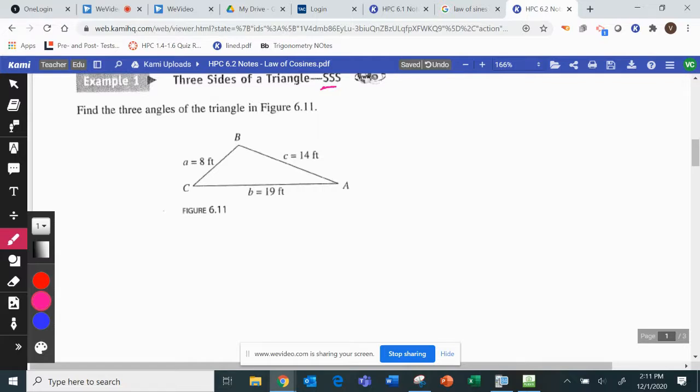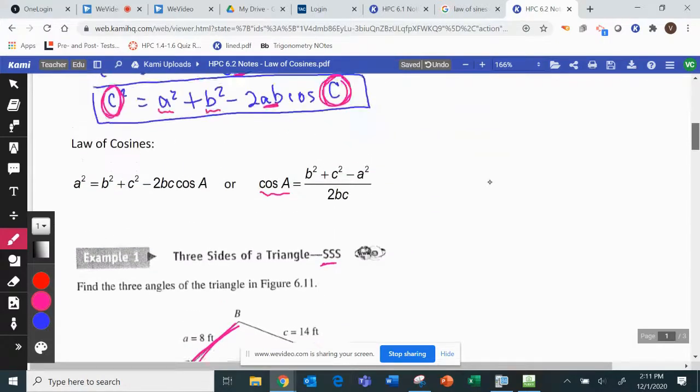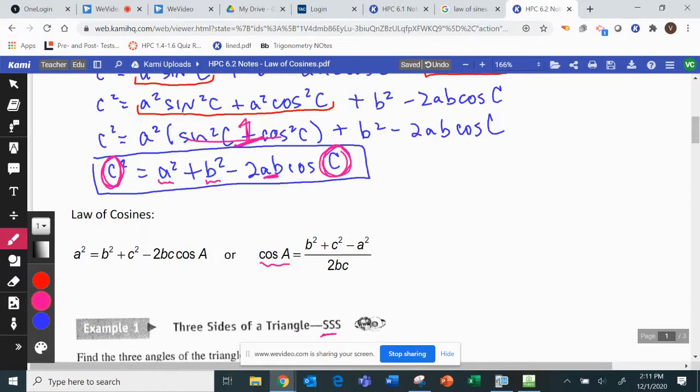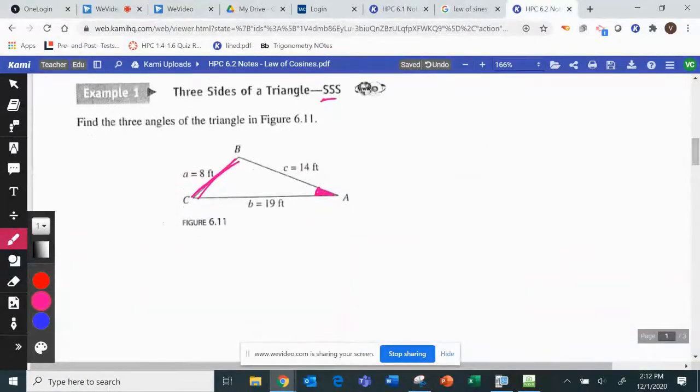So why don't we do angle A? Sound good? Okay, so if I'm solving for angle A, opposite angle A is side A. So in the formula where I circled the C in the angle C, that's where my A's are going to be. So side A is 8.